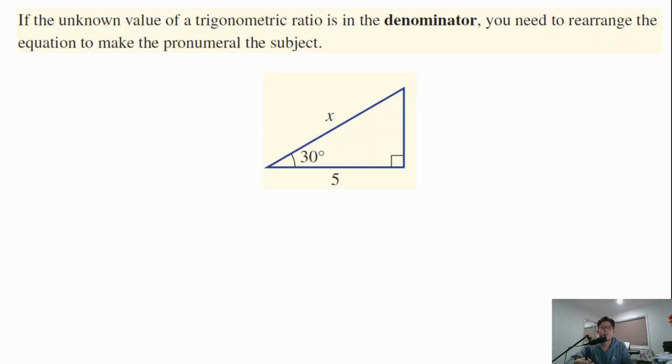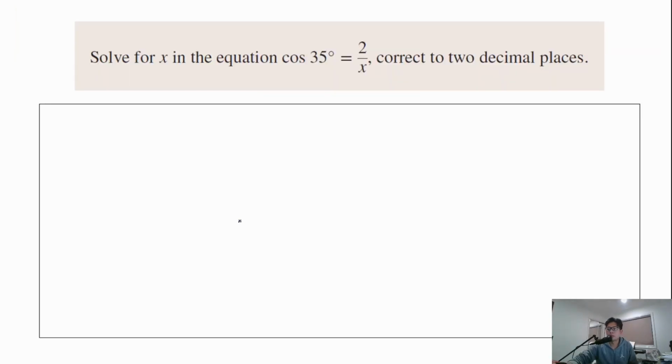So that brings us to our first key point. If the unknown value of a trigonometric ratio is in the denominator, you need to rearrange the equation to make the pronumeral the subject. Alright, so let's start by learning how to rearrange this equation here.